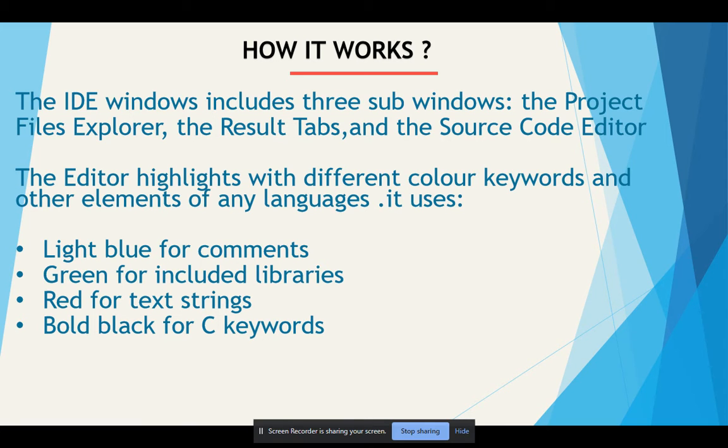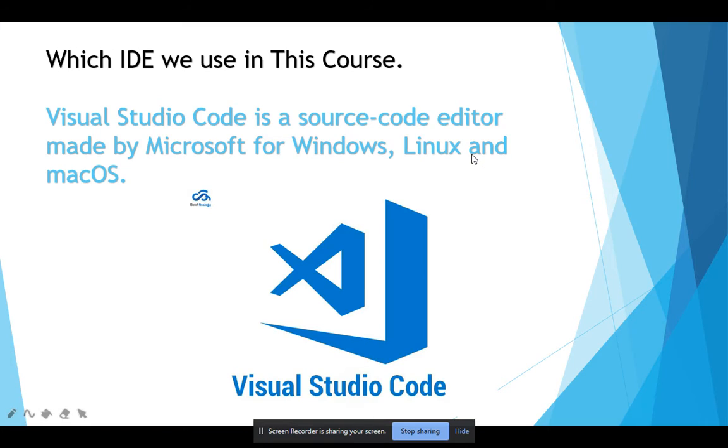And bold black is for C keywords. What is the meaning of C? C is the programming language, and a keyword is basically a reserved word that is already defined. So I hope you all understand what Notepad and Visual Studio Code are. Now let's move to the next part, which is which IDE we will use in this course. In this course we use Visual Studio Code.